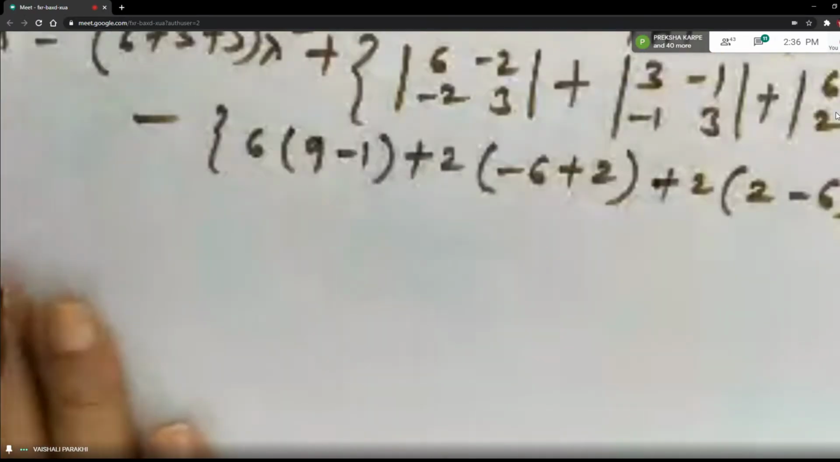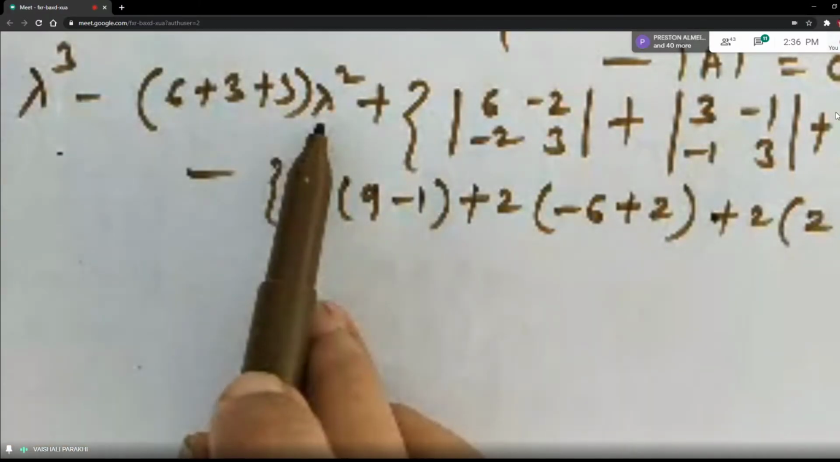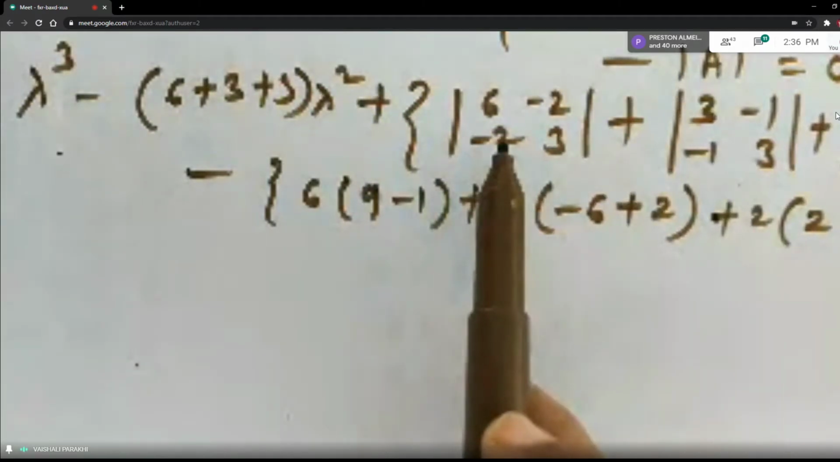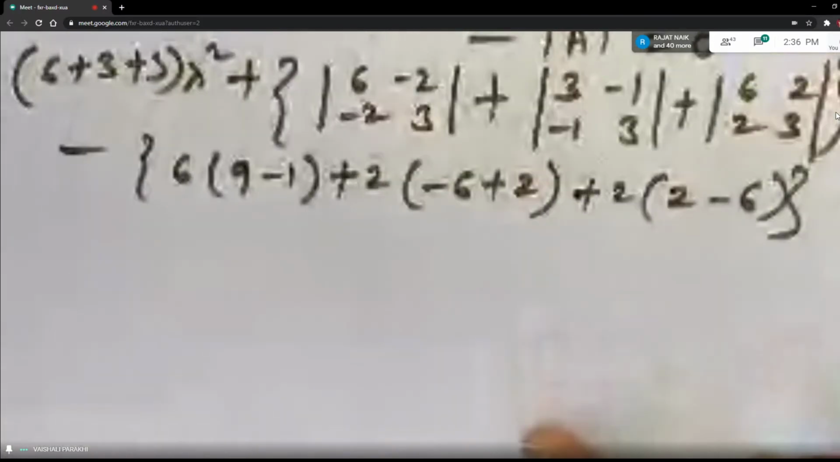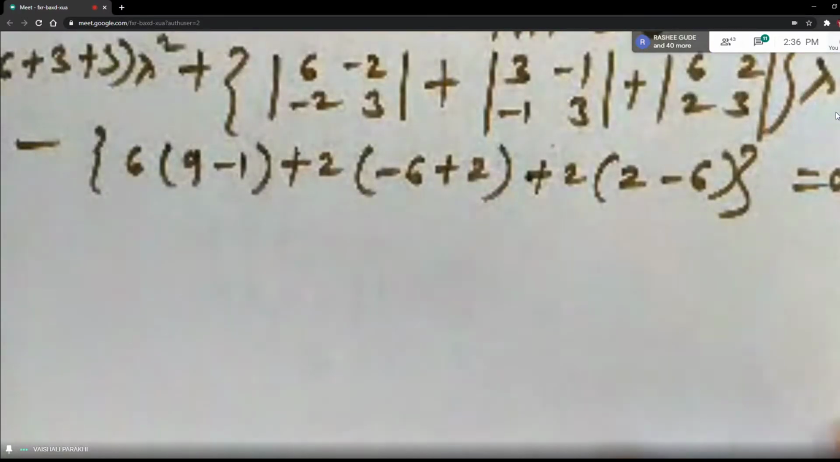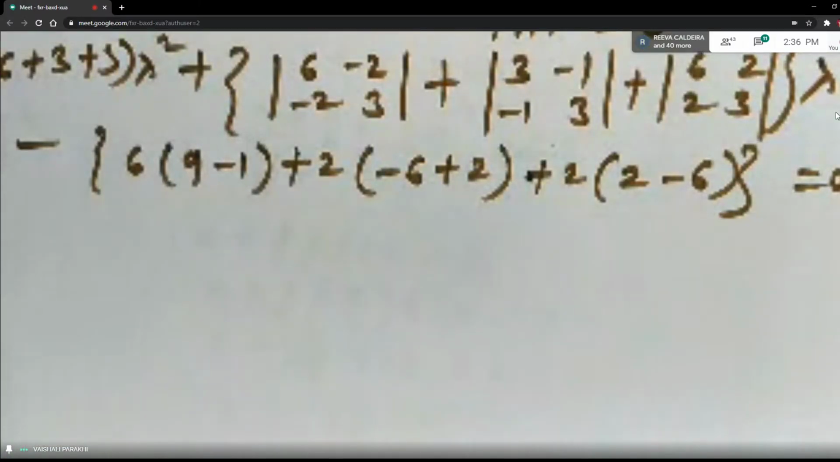Okay. So lambda cube minus sum of the diagonal elements lambda square plus 3 minors. First minor is first 4 elements, second minor is 4 elements and third another 4 elements, 2 lambda, and minus the determinant of matrix A is equal to 0. Once you solve this, your characteristic equation is ready. Now let us see what you get here.